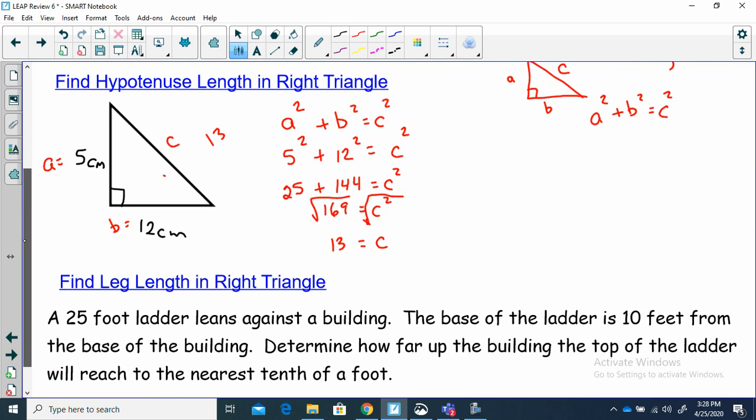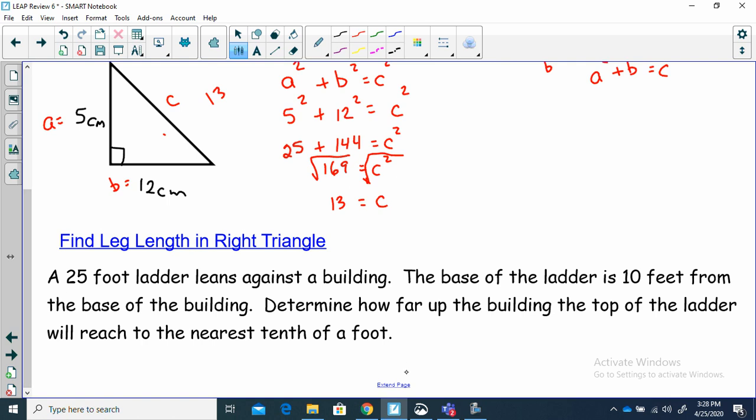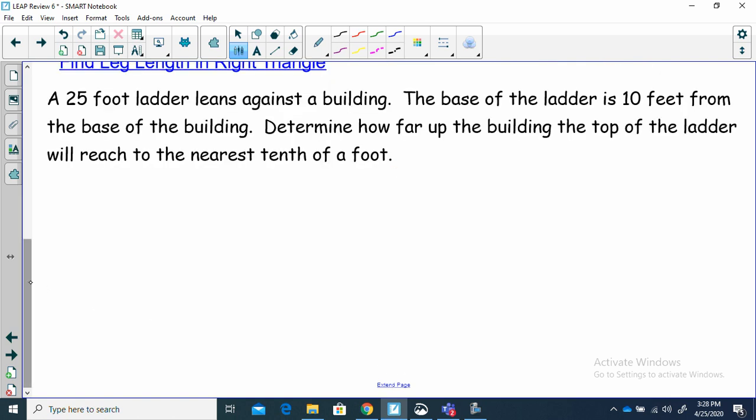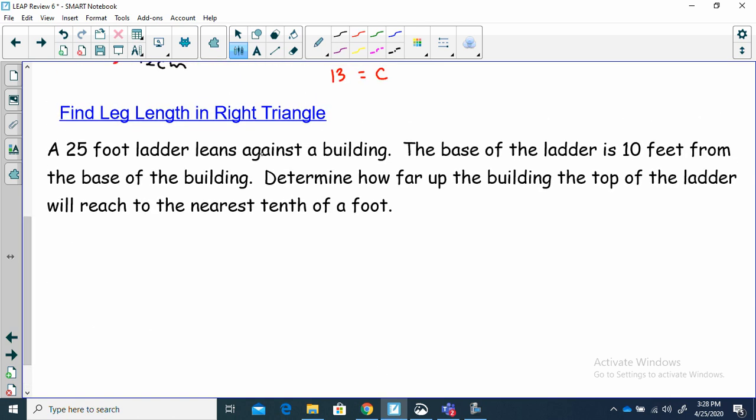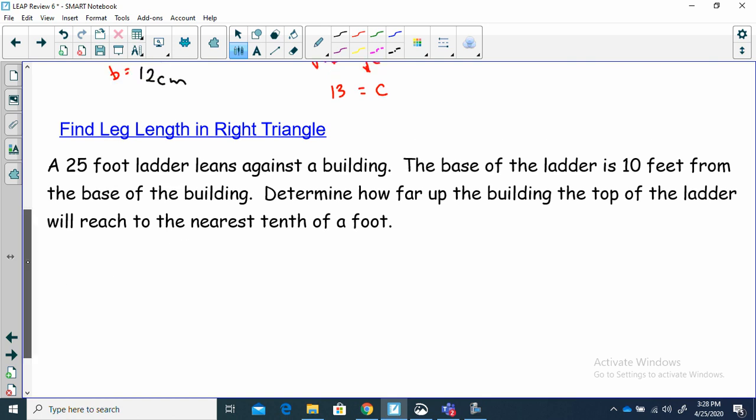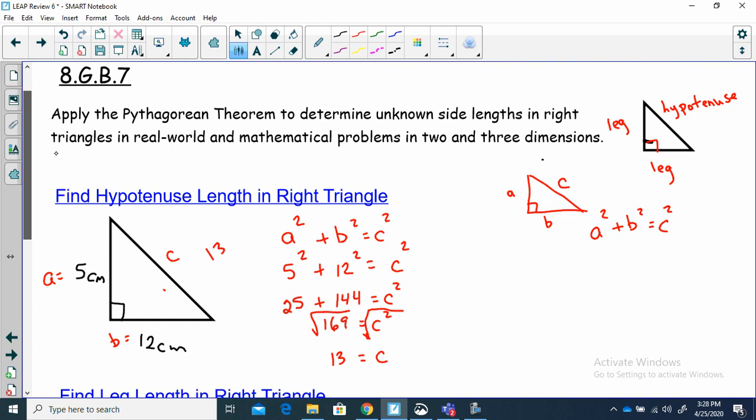Now, let's find a leg length. Find a leg length in the right triangle. That was the hypotenuse we just did. Now we're going to do one of the legs. If you go back and look at it, we talked about it. The leg is one of the sides. It's not the hypotenuse. Okay, the hypotenuse is the long side across from the right angle.